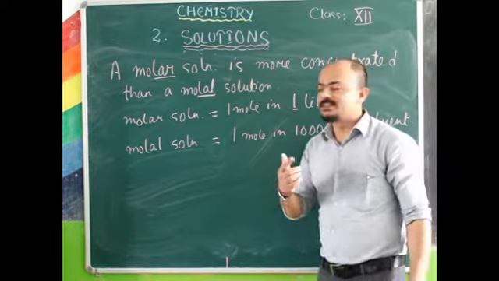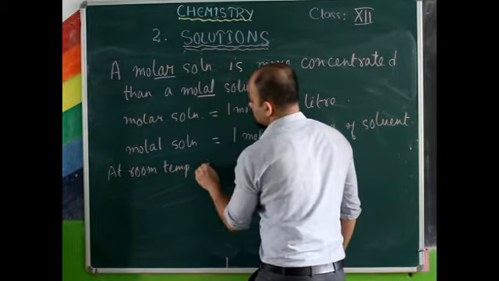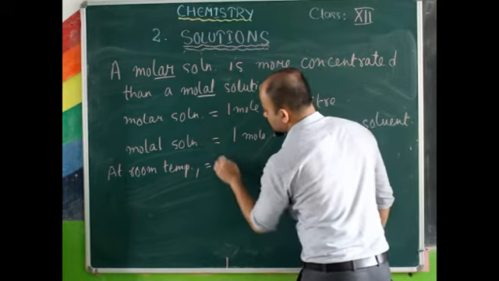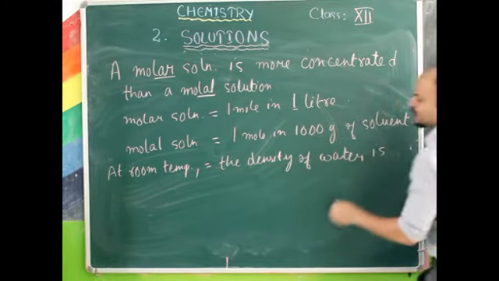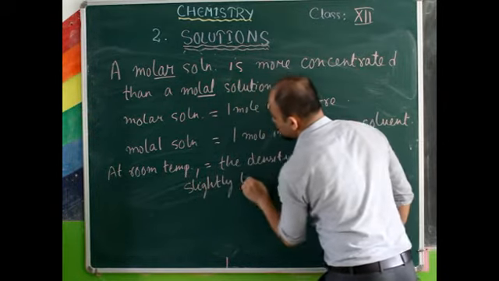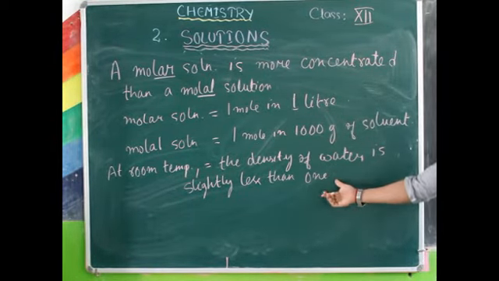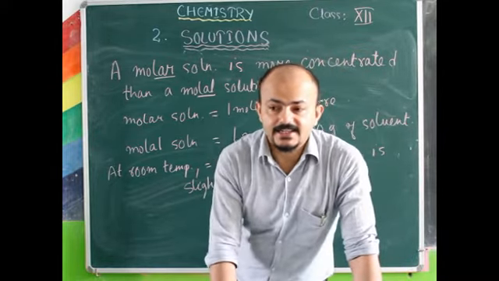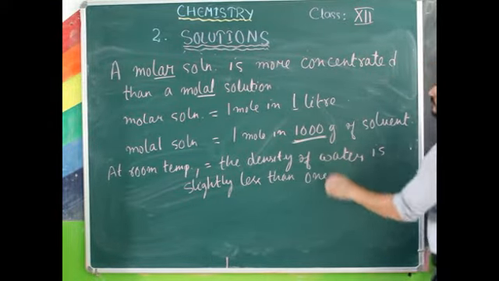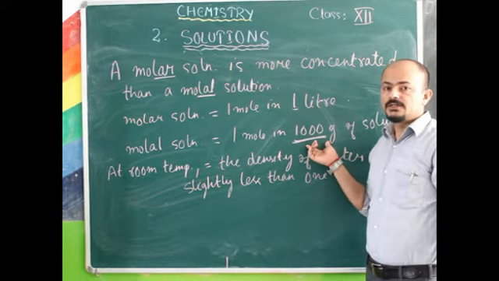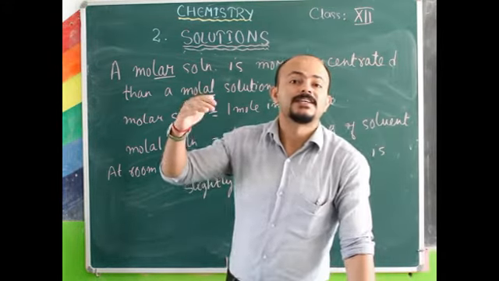So here it has to do with the density. At room temperature, at normal temperature, the density of water is slightly less than 1. Yes or no? If the density is less than 1, it is going to affect the volume of this 1000 gram. This solvent, if the density is less, then its volume will be slightly more than 1 liter.